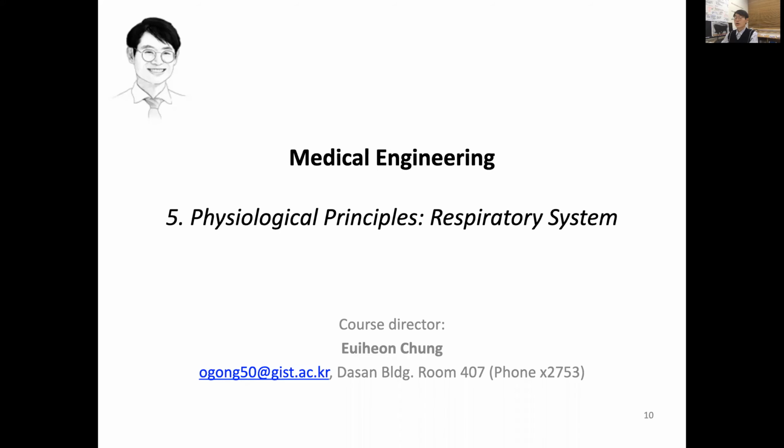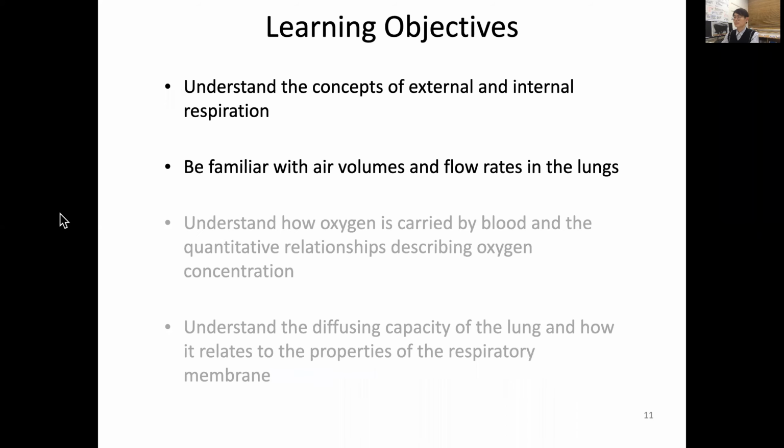Hi, now we're going to discuss physiological principles, especially the respiratory system. We will start by understanding the concept of external and internal respiration. And we also want to define air volumes and flow rate that happen in our lungs.